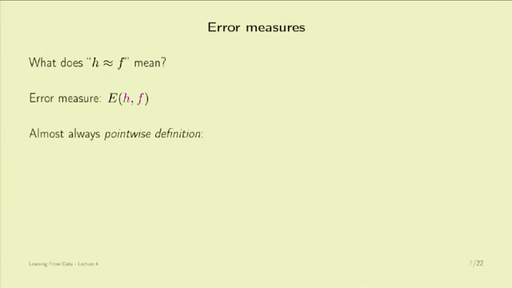So the error function, in principle, returns a number for a pair of functions, but it is almost always defined in terms of difference on a particular point, and then you put these points together. So that's the point-wise definition. In this case, you define a small e that goes with the capital E that also takes two arguments, and these two arguments are the value of H at a particular point and the value of F at the same point. Okay, that makes sense.